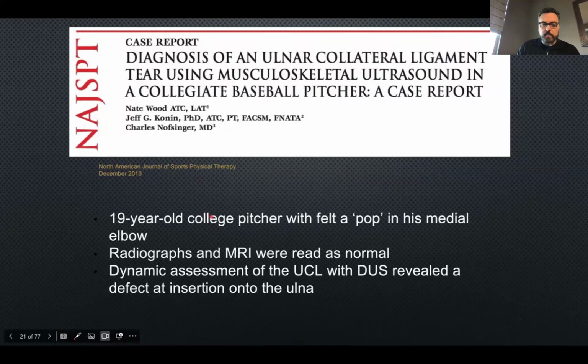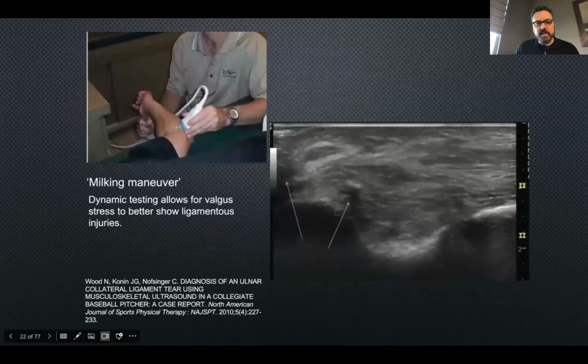What they found was on this particular patient, x-rays and the MRI were all read as normal. So what they did was a dynamic assessment of the ulnar collateral ligament using diagnostic ultrasound. They put the patient in this particular position where the arm was up overhead, and the ultrasound probe itself was placed on the inside, or the ulnar aspect, of that elbow.